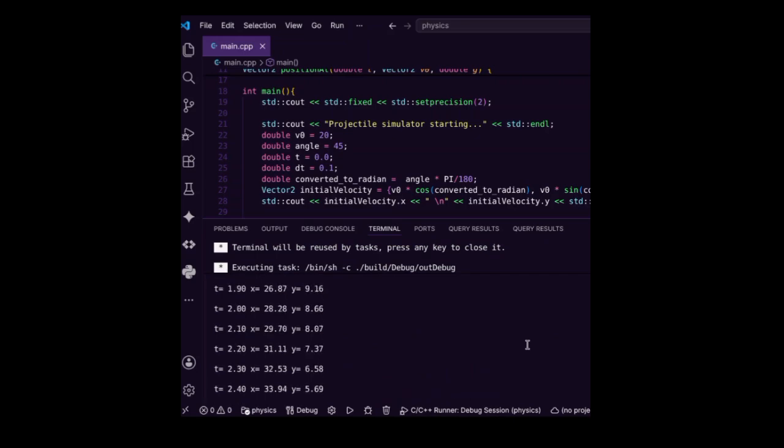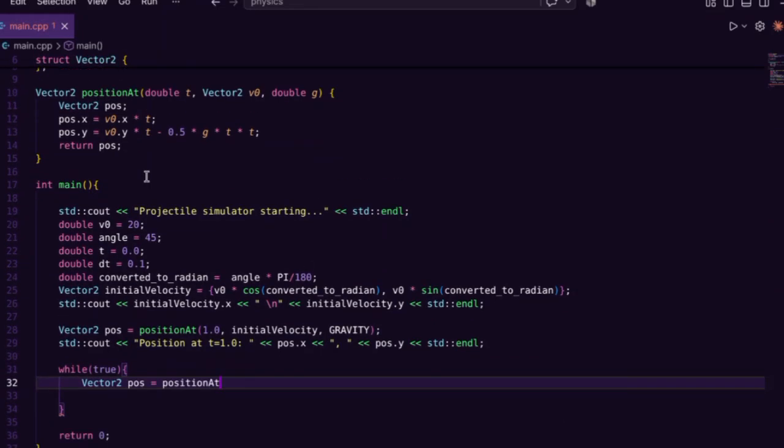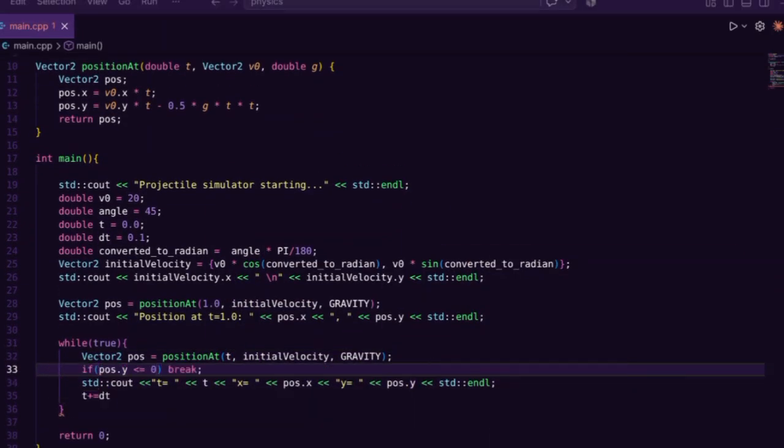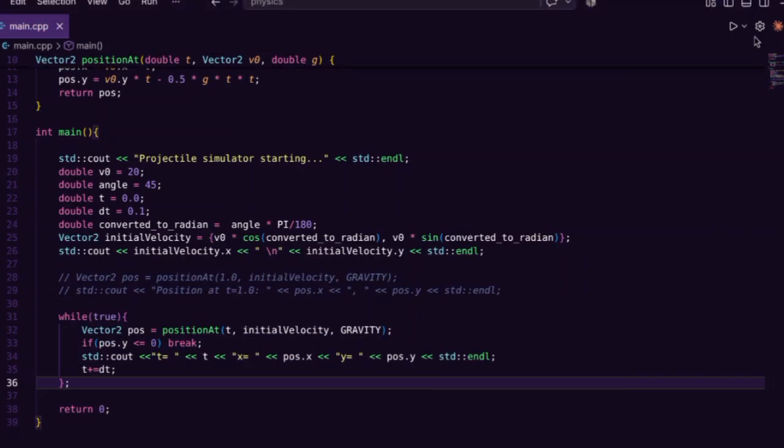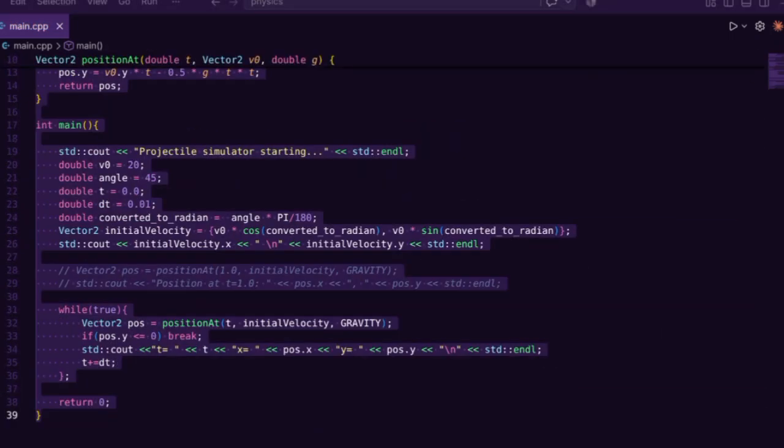Next, I wanted to watch the whole trajectory unfold, so I wrote a loop, and nothing printed. After a genuinely confused few minutes, I found it. I changed the comparison symbol, and the trajectory printed.